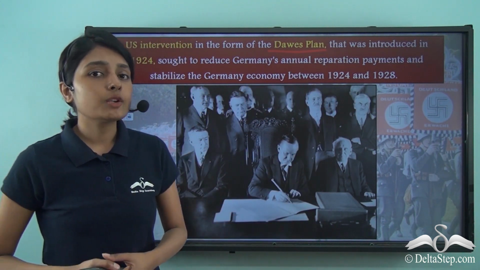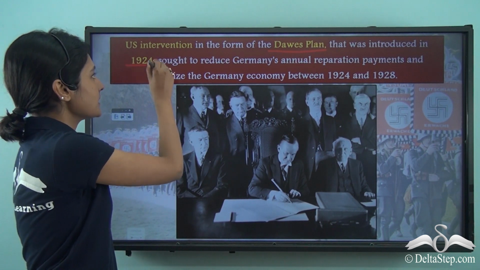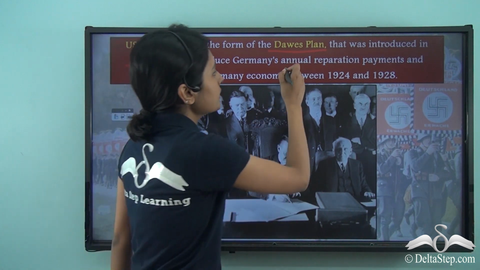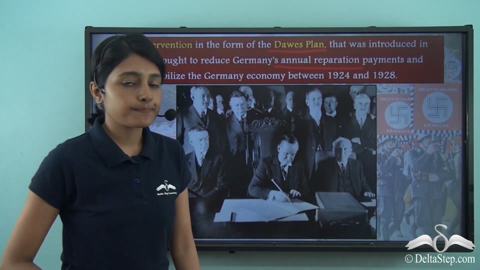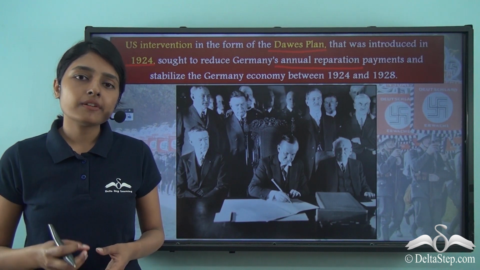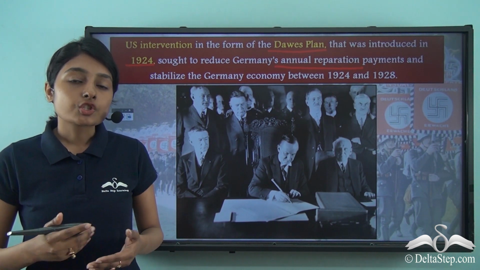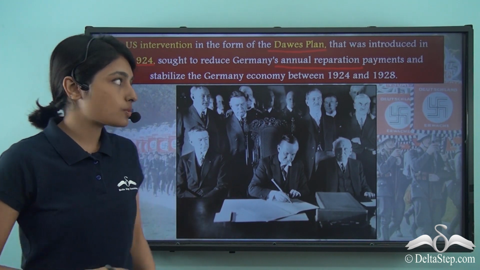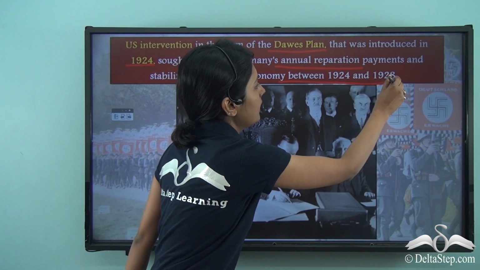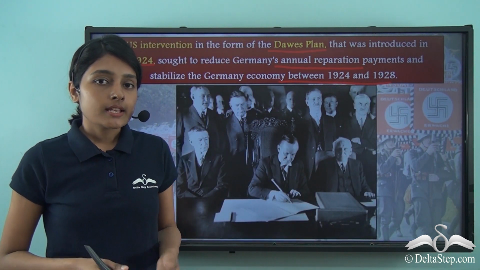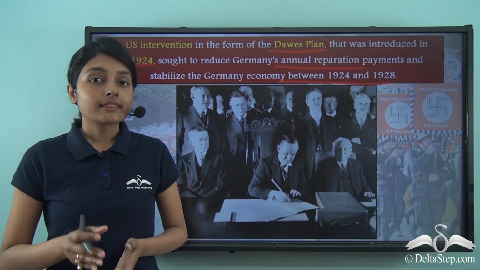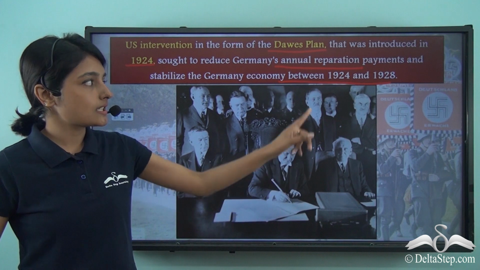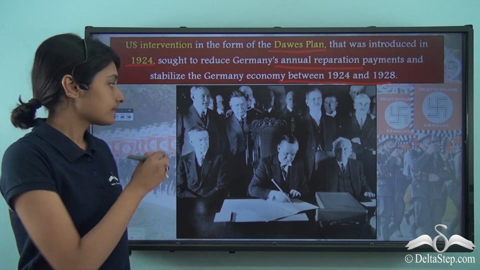Now the Dawes Plan was introduced in the year 1924, and it actually sought to reduce Germany's annual reparation payments. So when Germany's annual reparation payments were reduced, Germany was slowly seeing a phase of economic stability between 1924 and 1928. So it was this Dawes Plan that had actually helped the German economy to recover to a certain extent between these 4 years.